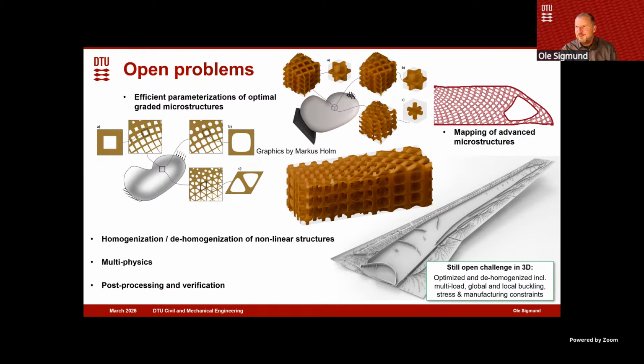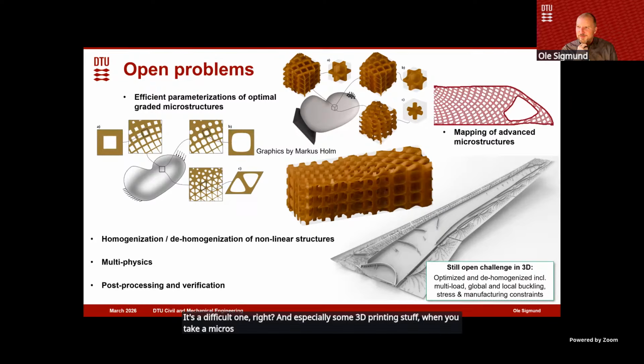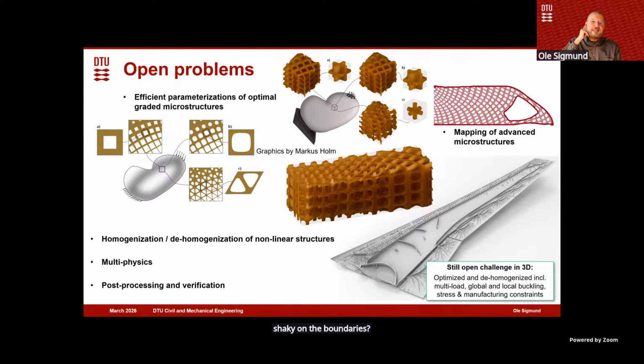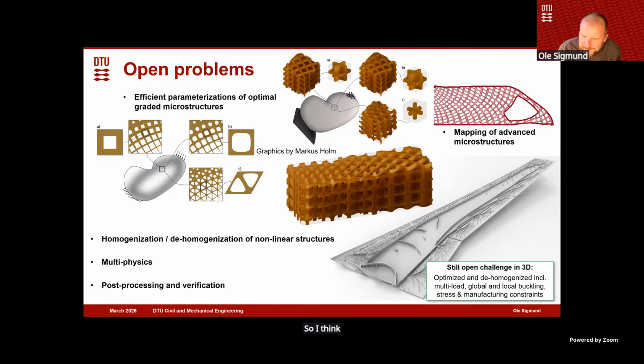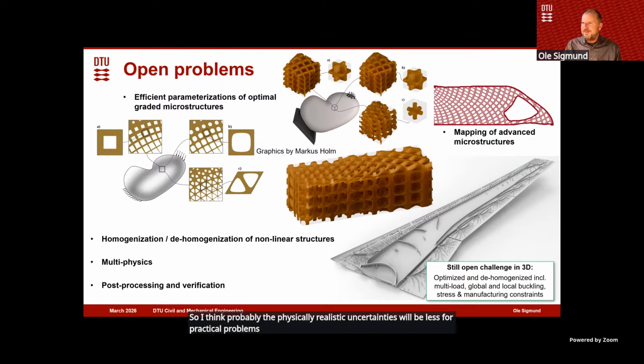But it's a difficult one, right? And especially with some 3D printing, when you take a microscope and look at your microstructure, you want to run away screaming, right? They are really far from the ideal situation. But then you could also ask, if they are that shaky on the boundaries, does any airplane pilot want to fly with a 3D printed part like that? So I think probably the physically realistic uncertainties will be less for practical problems where people want to use them for practical means.